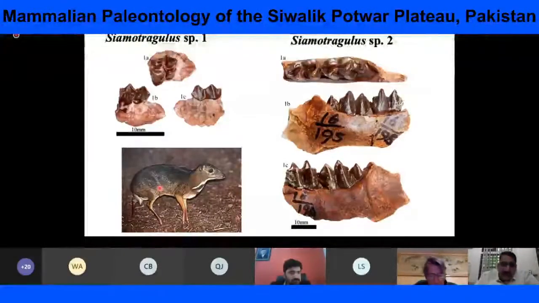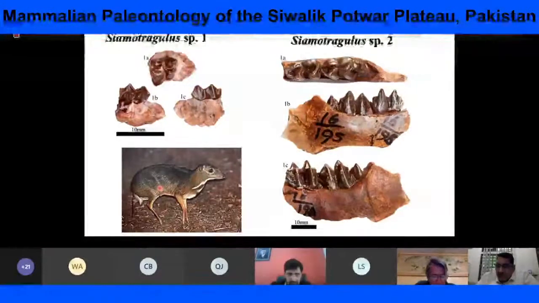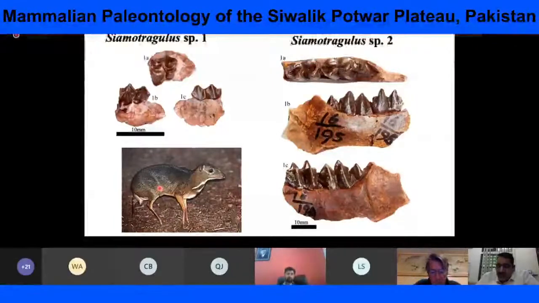These specimens belong to Siamotragulus, Siamotragulus sp. 1 and sp. 2. I have already told that these were reported recently. This genus had not previously been reported from the Siwaliks. The genus Siamotragulus was erected by Thomas in 1990 based on material from the Middle Miocene of Thailand. The material included a partial skull with the maxilla, mandible, and some postcranial elements.